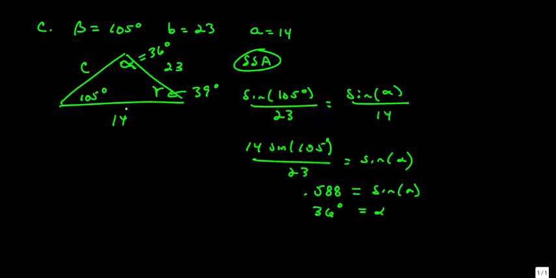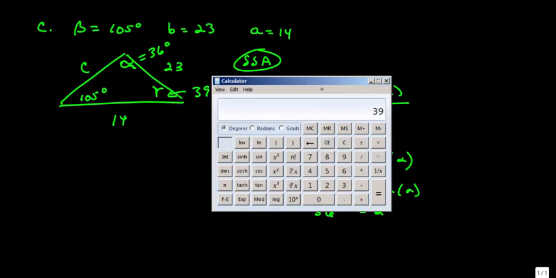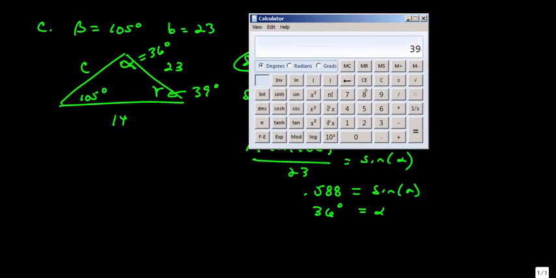So it's going to be really close to 14, because if this was 36 and it gave me 14, then 39 should give me just a little bit more. So to solve for that, we've got the sine value times, let's see here, we'll do times 23, and then that value divided by the sine of 105. Hang on, I gotta clear and redo that.